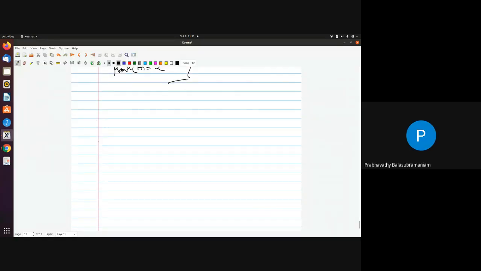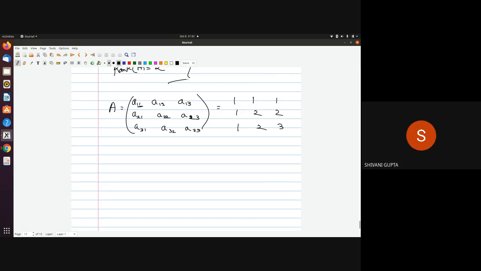Yes, sir. 1, 1, 1. So if I write it in this format, this is how we generally write the elements of a matrix. In each case, we have to take the minimum of the subscripts. So it is 1, 1, 1, then 1, 2, 2, then 1, 2, 3. Right, so this is our matrix according to the definition.